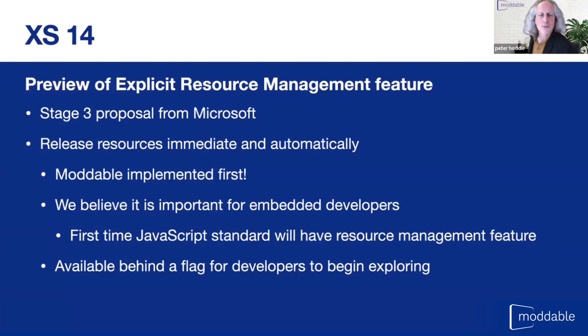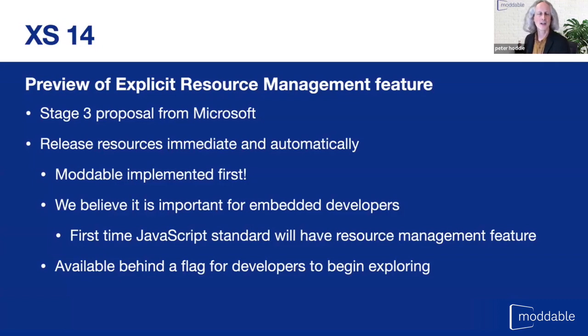So one of the really nifty features that I just wanted to talk about in depth briefly is a preview of a new language feature. In the JavaScript language process, things go through stages. Stage 4 is when they're done. Stage 3 is when they're almost done. And so there's a really interesting proposal called Explicit Resource Management. And we're the first people to implement it. No other JavaScript engine has shipped it yet.